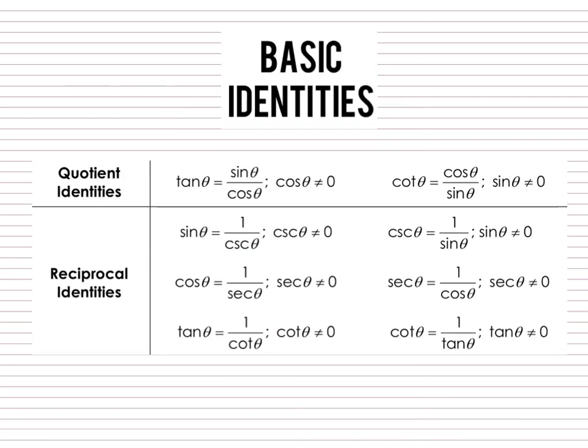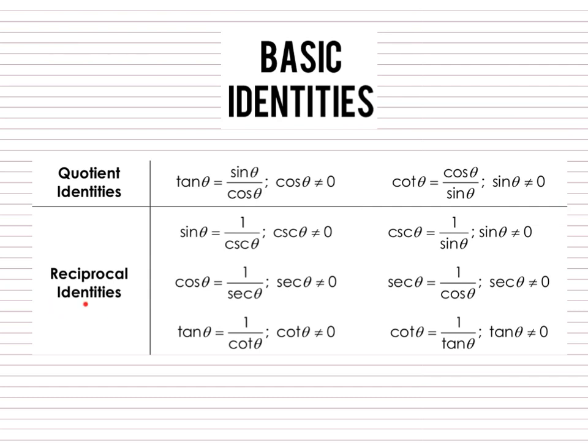The first type of identities that we're going to be talking about are the quotient identities and the reciprocal identities. The quotient identities, we've talked about in passing when we made the unit circle, when we talked about sine and cosine, but basically it tells us that tangent is equal to sine over cosine. If we know that tan is sine over cosine, we also know that its reciprocal, cotan, would be equal to cosine over sine.